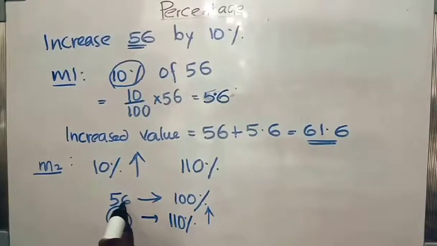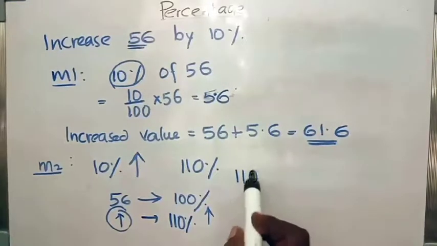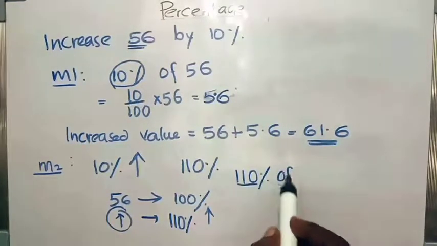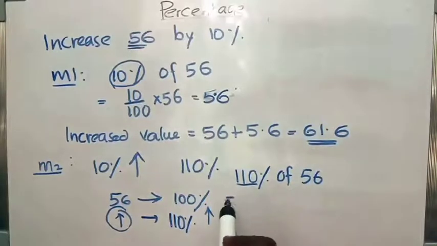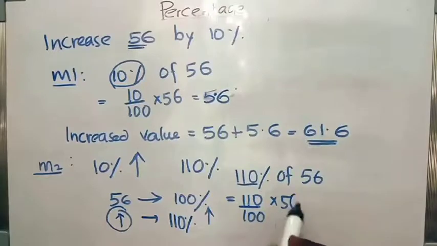110% of 56. So what we have to do is just do 110% of 56. That is 110 by 100 of 56. Just do it, we get the answer.